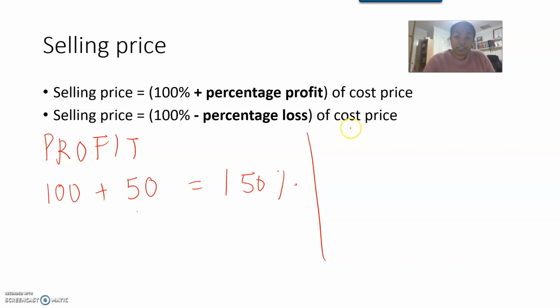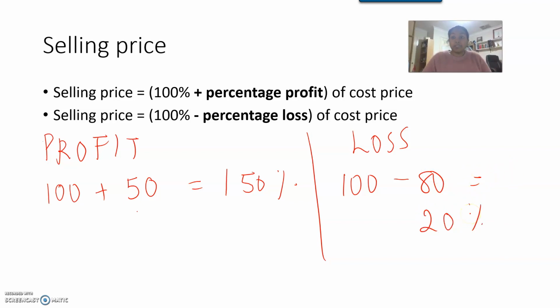If I had a loss, then let's say I'm going to subtract it, let's say it was 80% loss of the cost price. So it'll be like this. I lost 20%. Again, these will all make sense when we do questions. This is just like the theory, but seriously, when you guys do the questions, it's going to be much easier.